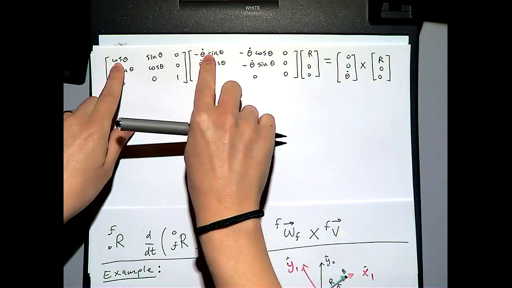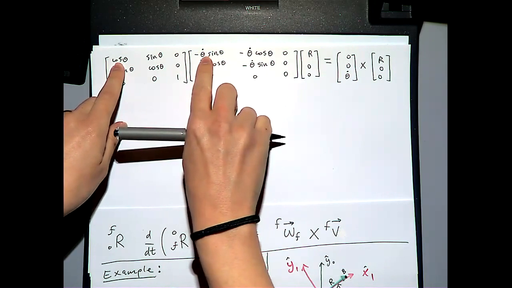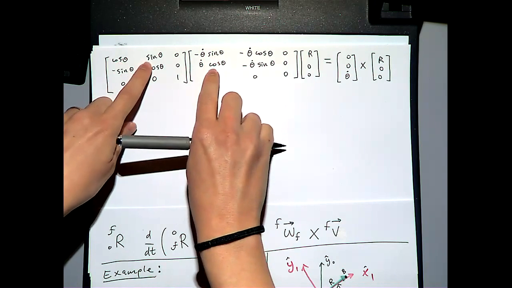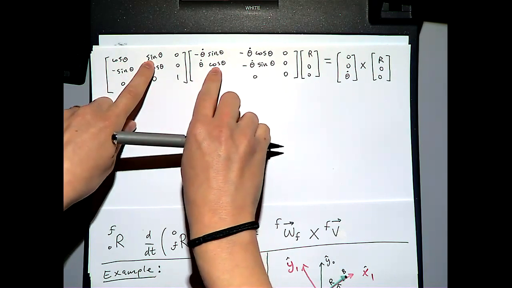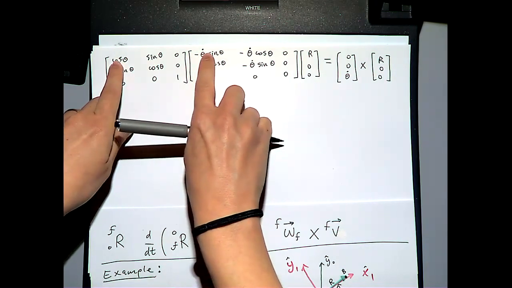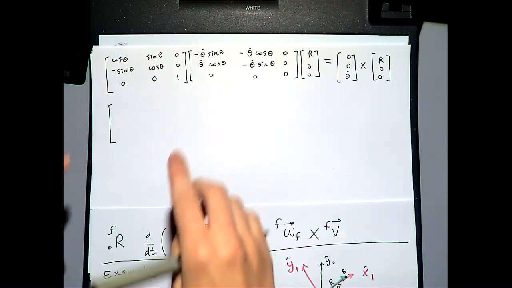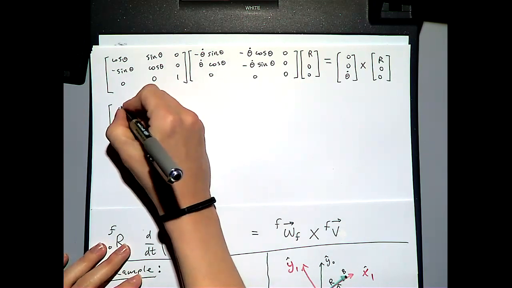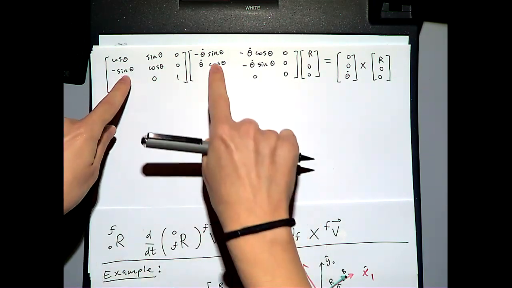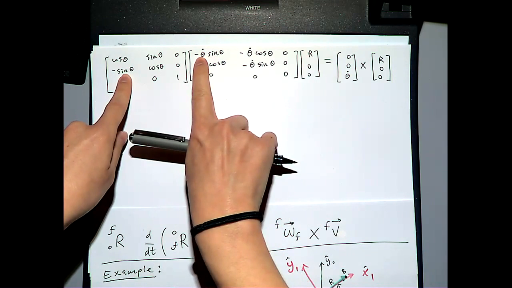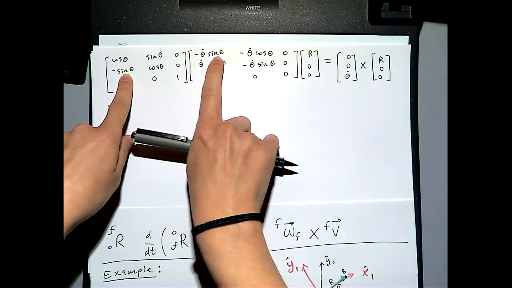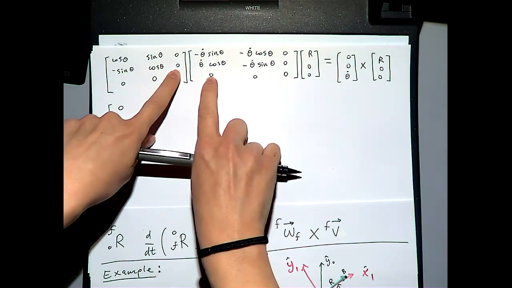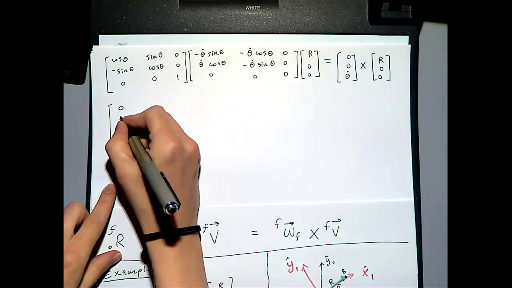Okay, so here we got cosine theta, sine theta, minus theta dot, and here theta dot, cosine theta, sine theta. So added, and the 0, overall it's 0. Can you see? Okay. And then we have theta dot times sine squared and theta dot cosine squared. So overall it's just theta dot.